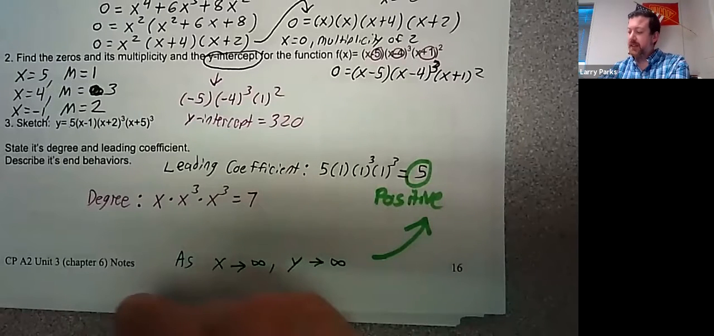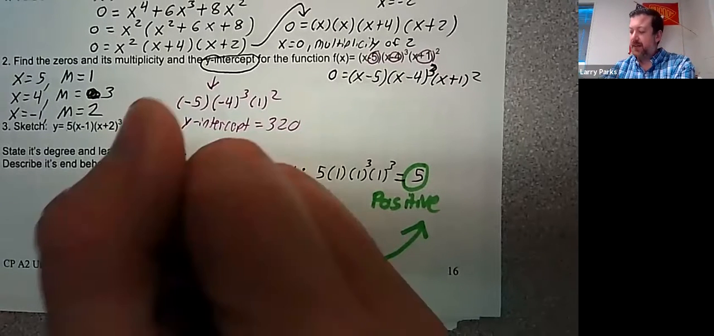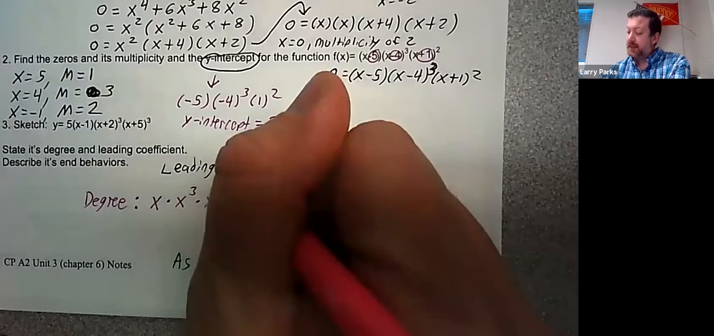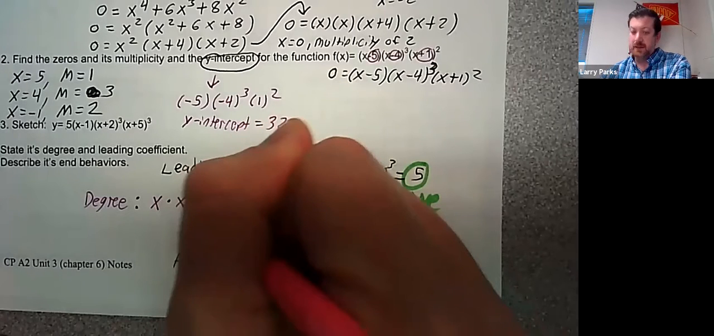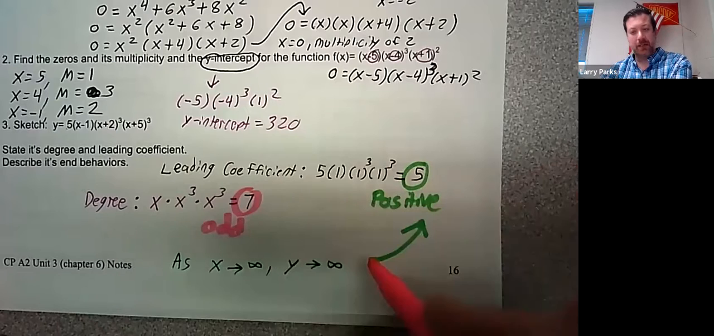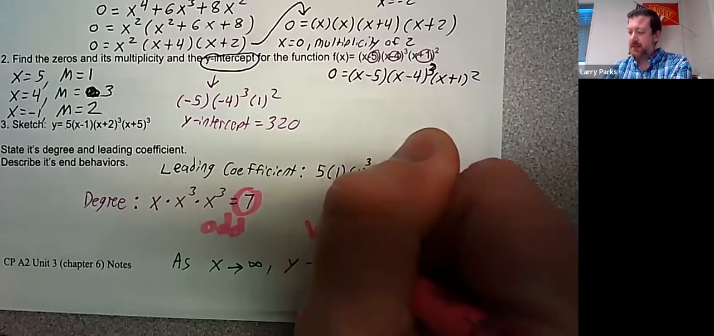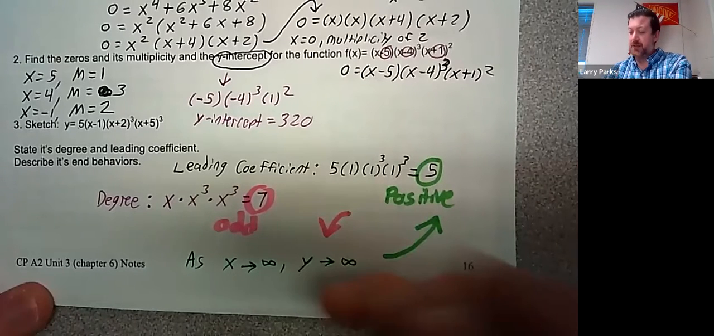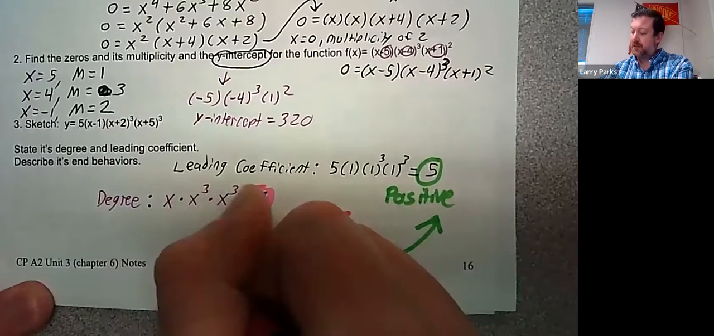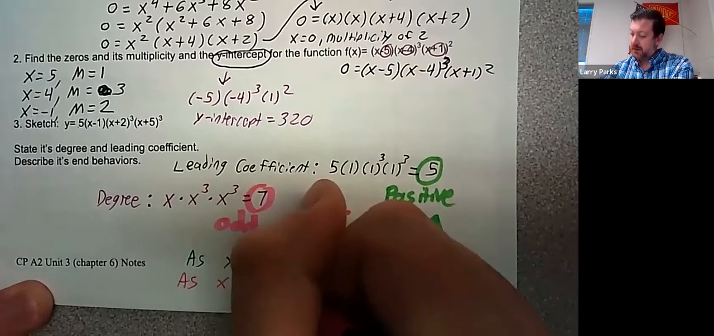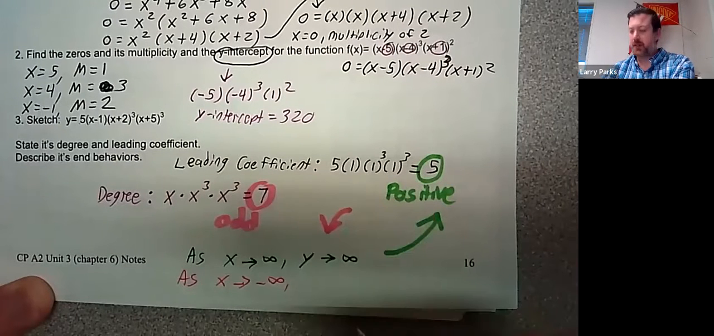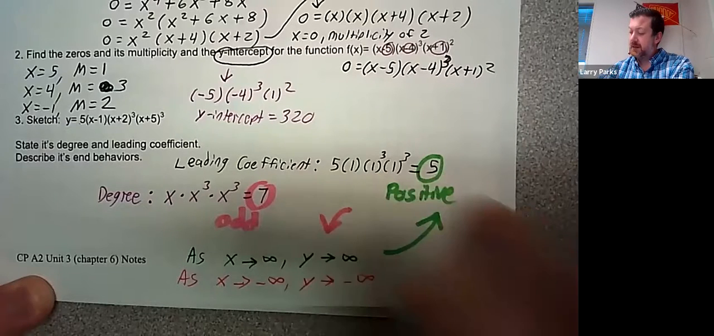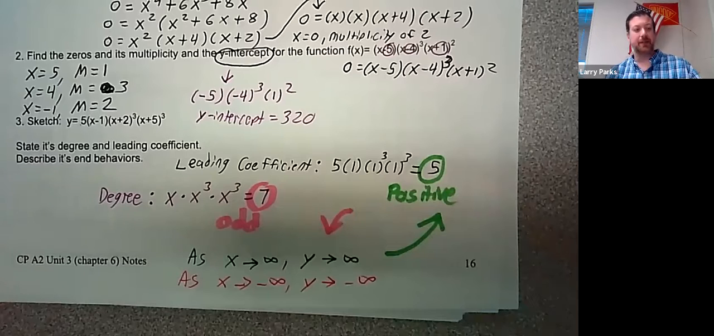So the degree is 7. Is that odd or even? We would say that this is odd. So what does that mean? It means whatever it did on the right is going to do the opposite on the left. How would I write that? I would say as x approaches the left, the function, which in this case is just y, the y goes down. Okay. That's how you write that out.